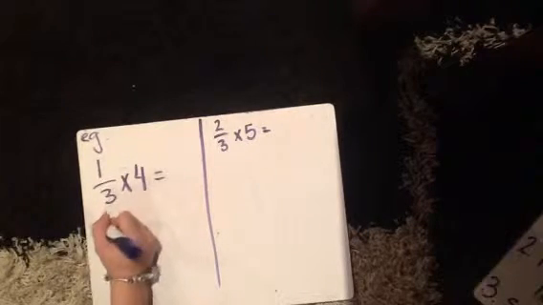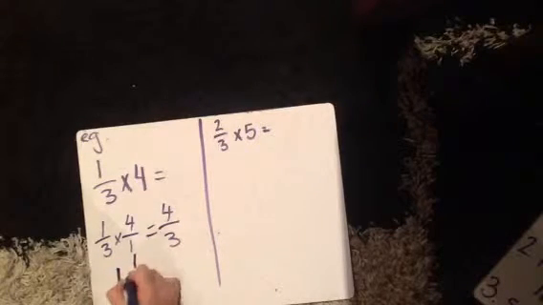Okay, so let's do a couple of examples together. Our first example is 1/3 times 4. The first step we have to do is convert the whole number into a fraction, so we give it a denominator of 1. So it's 1/3 times 4 over 1 equals 1 times 4 is 4, 3 times 1 is 3. Now we need to convert this improper fraction into a mixed number. 4 divided by 3: 3 goes into 4 once, with 1 remaining, and our denominator of 3 stays the same.